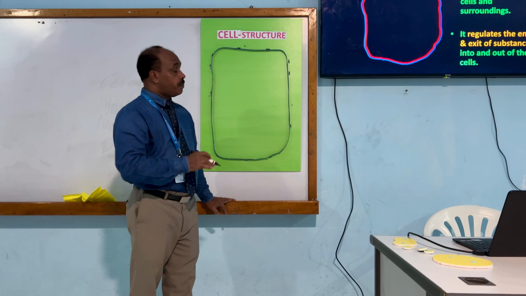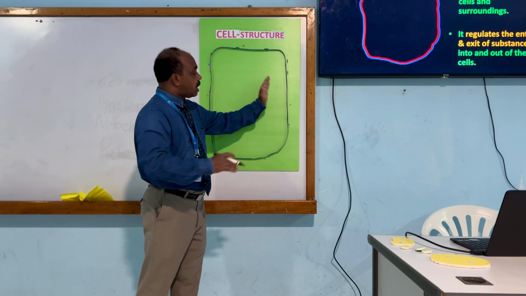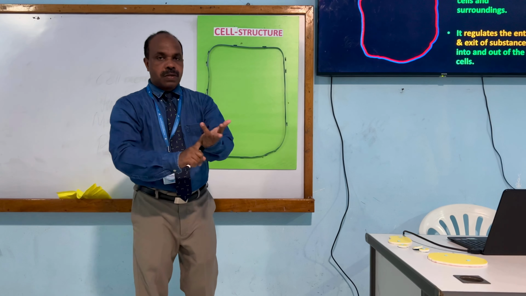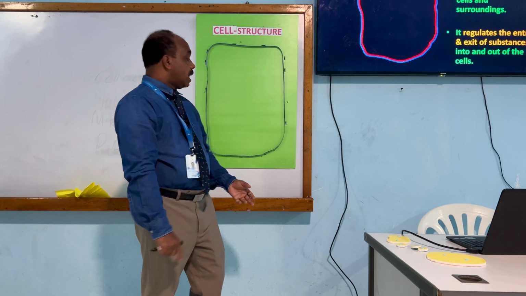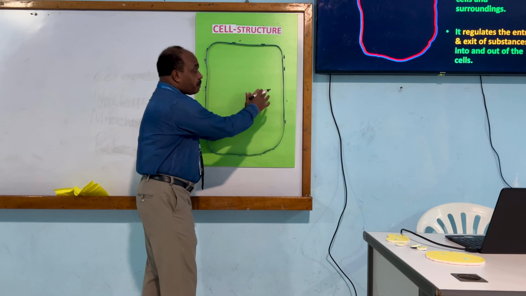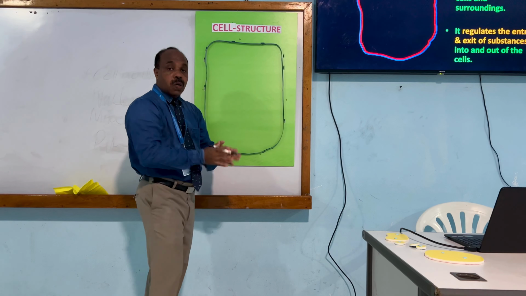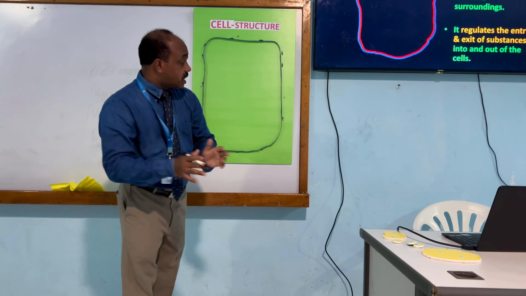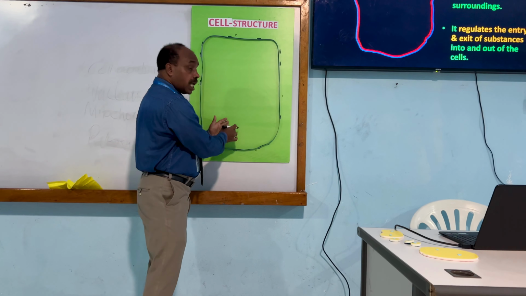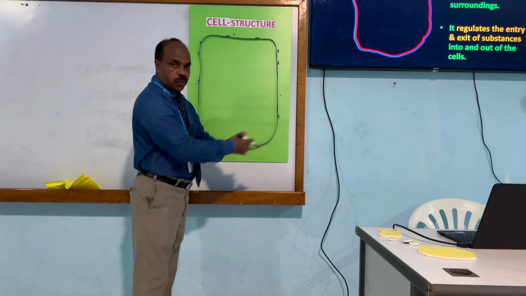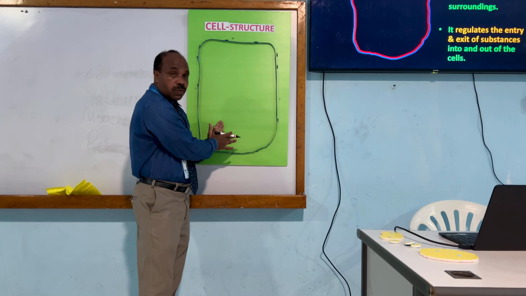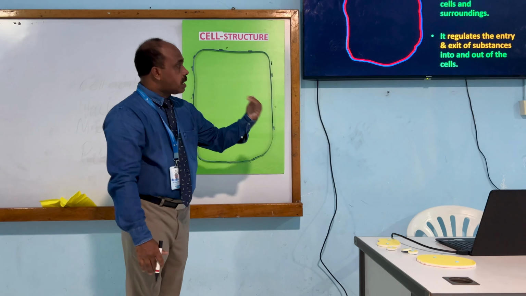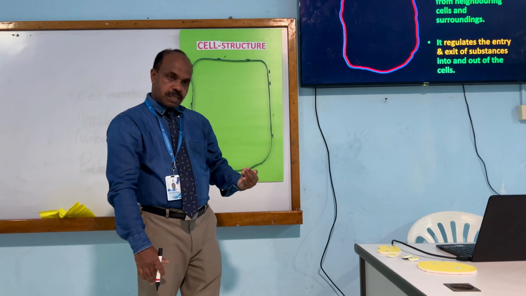And what is its role? One of the roles is to separate the cell from the neighboring cells. So what is one of the roles? Separating the cell from the neighboring cell. At the same time, it is a partially permeable membrane or selectively permeable membrane, and it controls the substances which are entering inside or leaving out of the cell. All substances are not allowed to come inside, or all substances are not allowed to go out. So that is the second role of cell membrane.